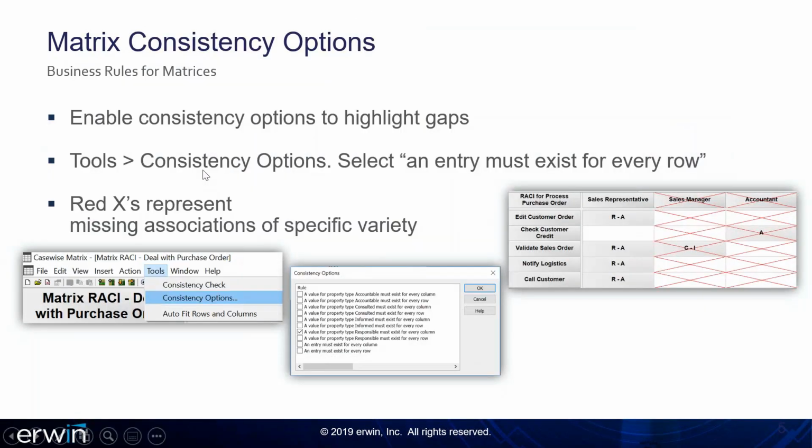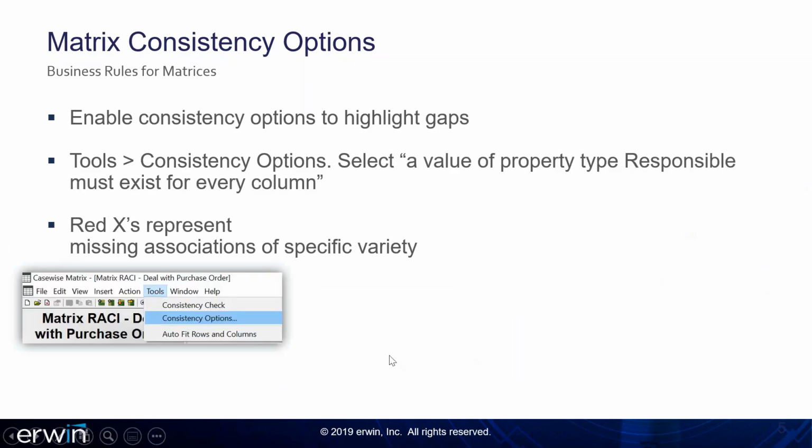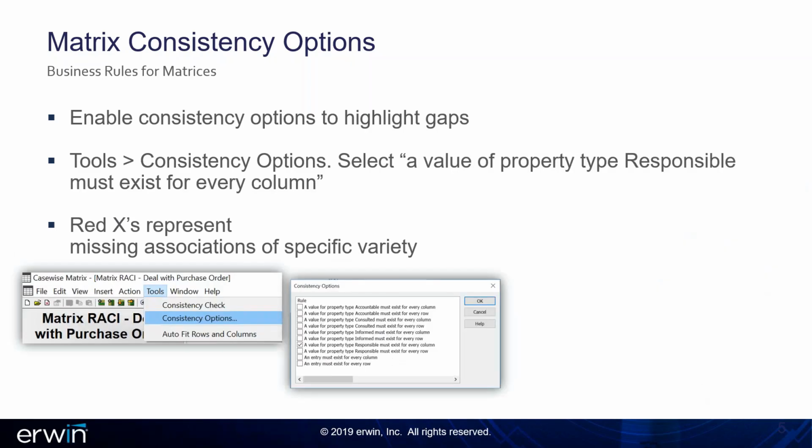When you're dealing with matrices like RACI or any other kind, you can enable consistency options to highlight gaps or to display information that you think is missing. One of the things you can do once you've created a matrix is to enable business rules, which in Matrix Manager are called consistency options. You can go into the Tools menu and turn on consistency options and choose which ones you would like to display.